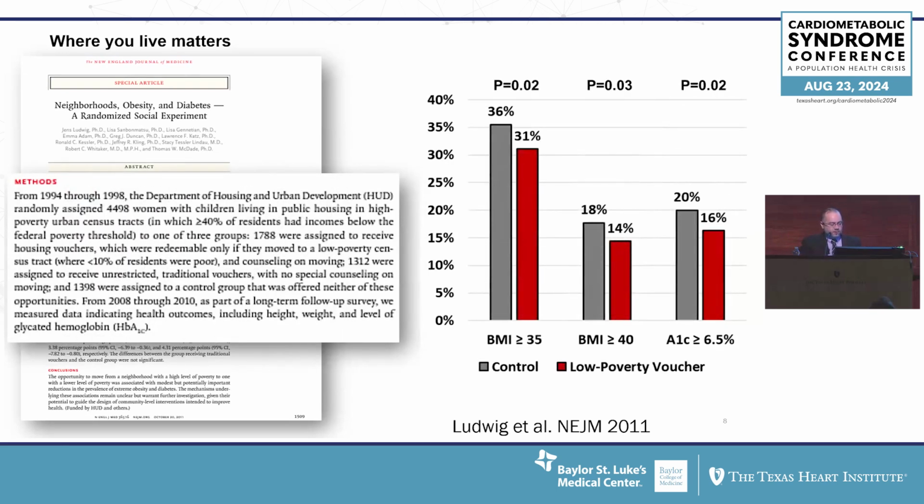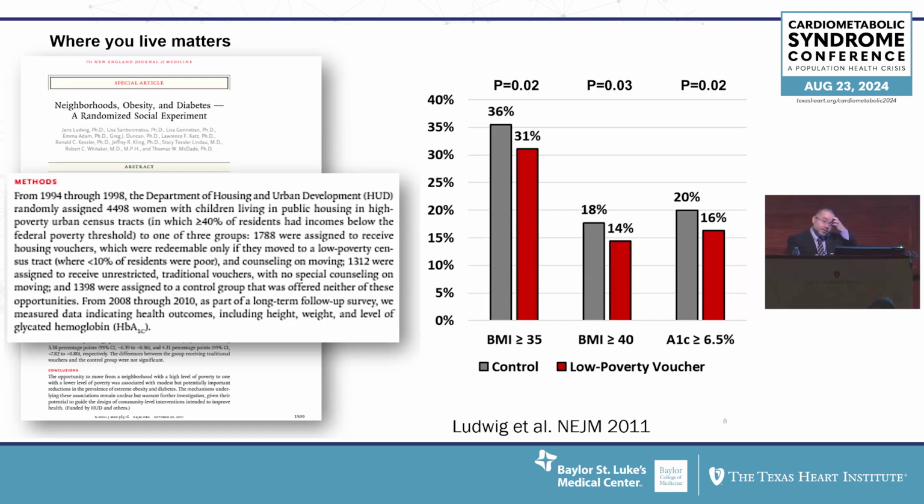There's about 4,500 women and children, and they followed them up to about 10 years. And you can see, I'm comparing here only the low poverty voucher, where they kind of forced people to move out of their neighborhood to get the voucher, versus control. And you can see 5 and 10 years down the road, there is a significant reduction in the percentage of people who are obese. This is women and children, both with regular obesity and severe obesity, and also A1C of 6.5 and above, which is the definition of diabetes.